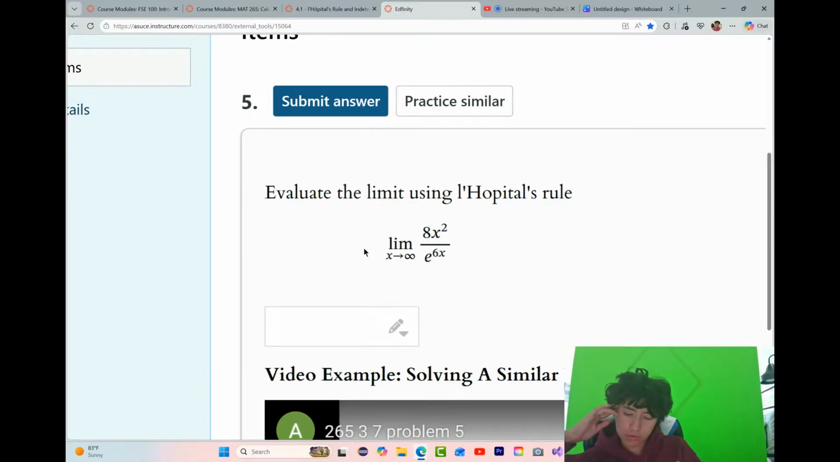Now we try to see if that's it. Is this simple? We have infinity over infinity. That's still an indeterminate form, so we have to apply L'Hopital's rule again. And then here we get 16 over 36 e to the power of 6x. And if that's the case, which it is, we have 0.